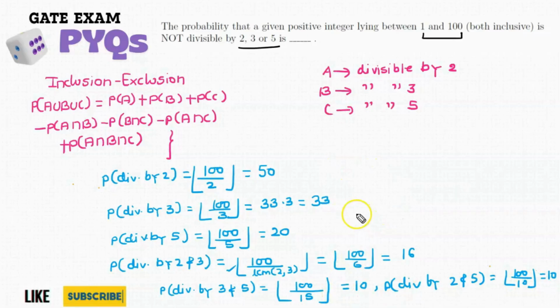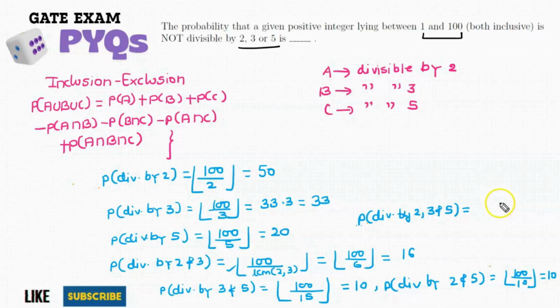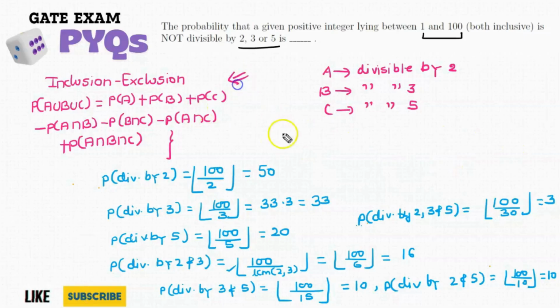And at the end, we can also calculate the probability that it is divisible by 2, 3, and 5. All three intersection we are considering here. So the LCM of 2, 3, and 5 is 30. So we can write this as 100 over 30, which gives the value as 3. Correct. So from this, just substitute these values into the formula.